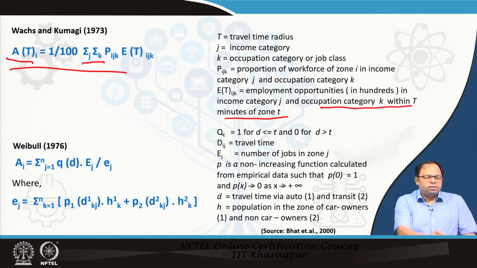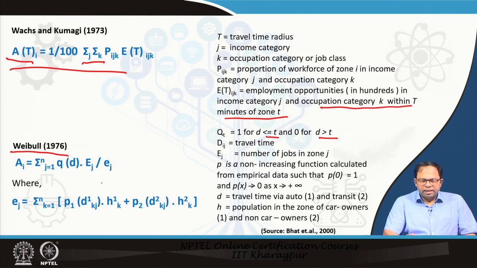So that is the first form, and then this is Weibull's equation. Here A_i again is accessibility for zone i, where we are summing over j equal to 1 to n. Here the indicator is 1 where d is less than or equal to t, and 0 for d greater than t. That means the travel time that we are talking about, and E_j divided by small e_j.